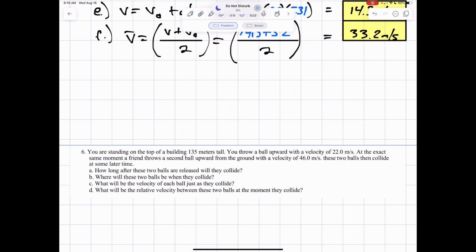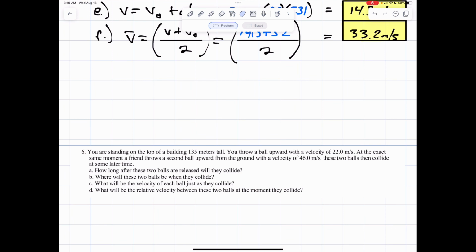Number 6. You're standing at the top of a building 135 meters tall. You throw a ball upward with a velocity of 22 meters per second. At the exact same moment, a friend throws a second ball upward from the ground with a velocity of 46 meters per second. These two balls then collide at some time later.